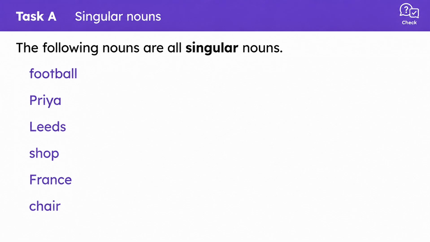Football. Priya. Priya is somebody's name. Leeds. Leeds is a city in England. Shop. France. Chair. I know they are all singular nouns because there is only one of them. There is one football. I play football with my friend Priya. I went to Leeds for an adventure. They are singular because there is only one of them.